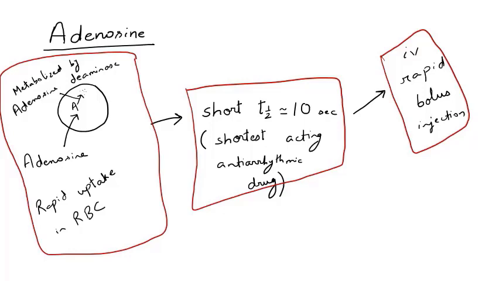Adenosine's effect is very short lived because it is rapidly taken up in RBC, and in RBC it is metabolized by adenosine deaminase. Therefore, the effect is very short lived. That is, adenosine has a very short half life, approximately 10 seconds. It is the shortest acting antiarrhythmic drug. Since it has a short half-life, it is given as intravenous rapid bolus injection.